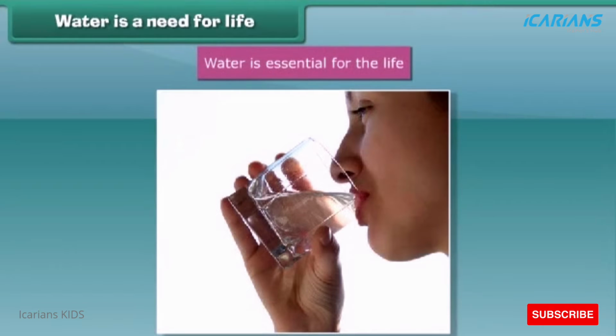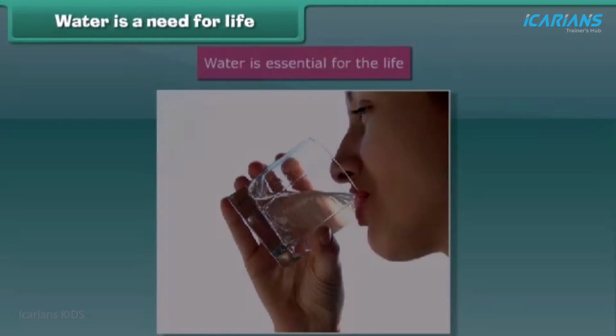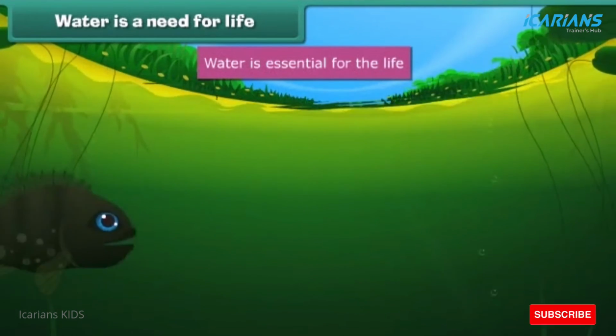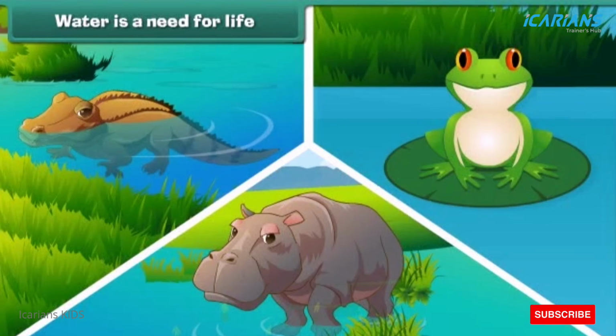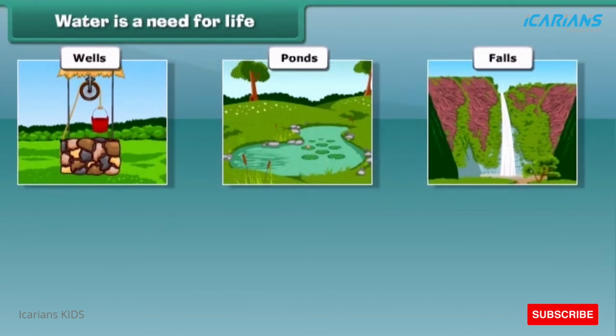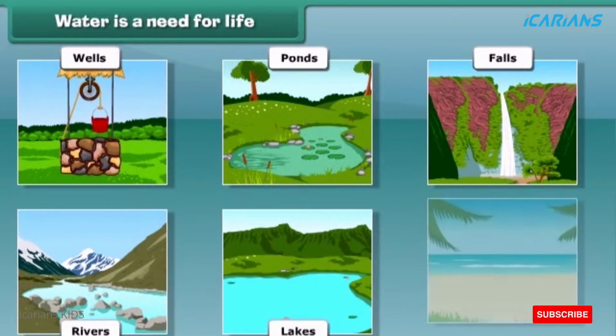Is it possible that we remain alive without drinking water? Can fishes remain alive without water? No, we all cannot survive without it. So, water is essential for the existence of living beings. We find water in wells, ponds, falls, rivers, lakes, and seas.